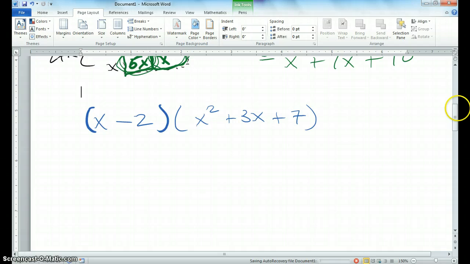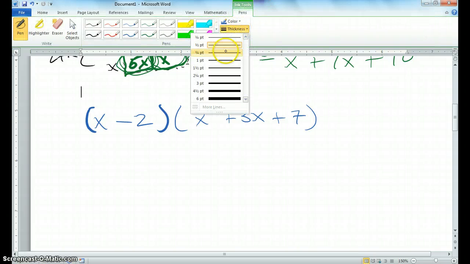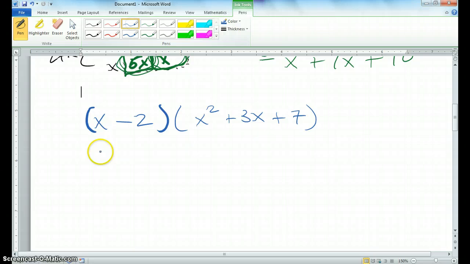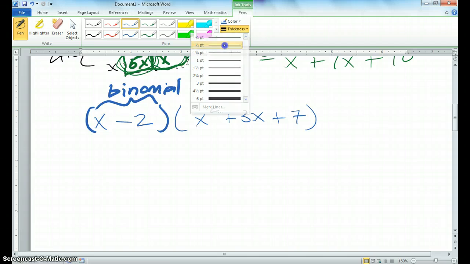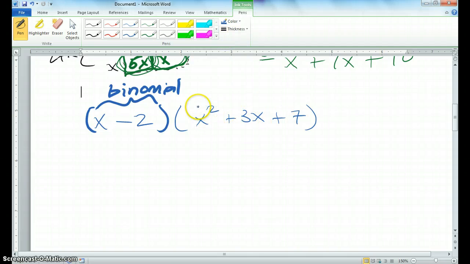Let's say that we have 2 factors. A factor is something that multiplies by another thing, so I have two factors here. And let's say that one of those contains what we call a binomial, something that has two terms. We'll call this a binomial. And multiplying it by something that has 1, 2, 3 terms, so we call that a trinomial.